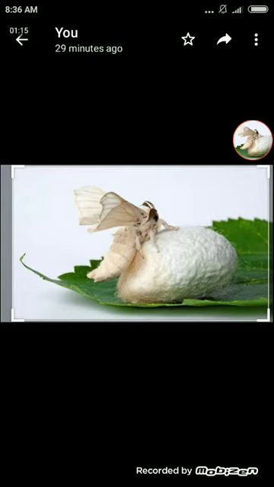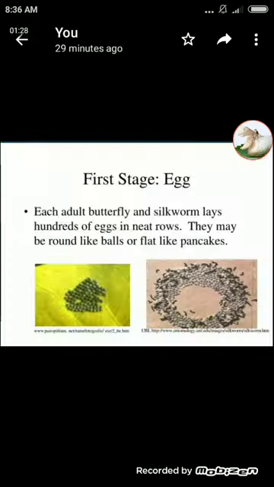The female silk moth lays eggs from which larvae hatch, which are called caterpillars. So the first stage in the life history of the silk moth is to lay eggs. The egg is the first stage.